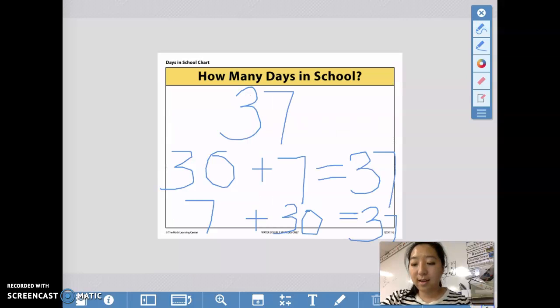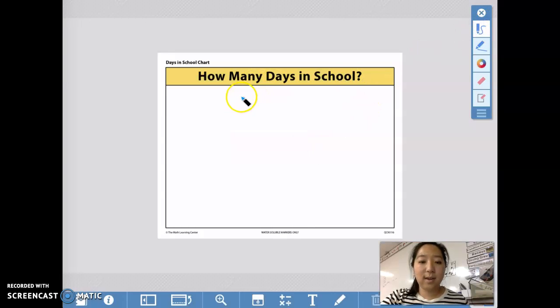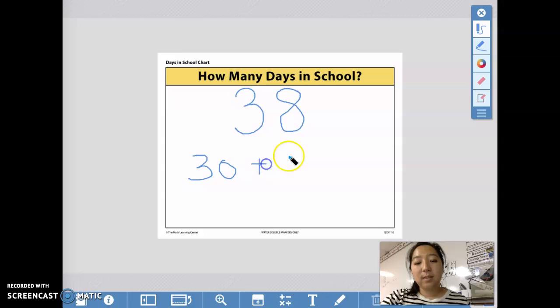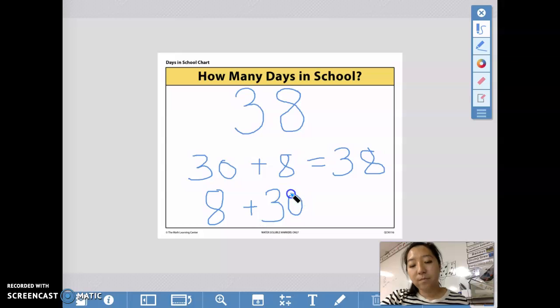We are at 38. So I'm going to clean my board here and I'm going to write 38. So a 3 and an 8. What's an equation that can make 38? You're right. 30 plus 8 equals 38. I can do 30 plus 8 equals 38, and the flip-flop would be 8 plus 30 equals 38.